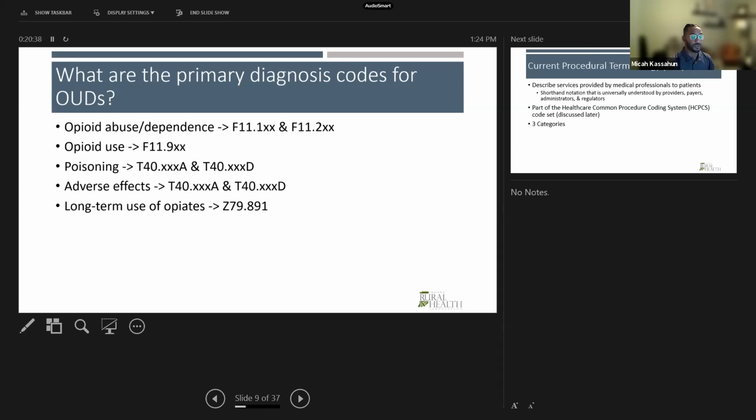And then long-term use of opioids. This one is a little bit of an outlier in and of itself, which is Z79.891. I'm not exactly sure of the time frame for how long one has to be using opiates to be diagnosed with this very specific code. But I just wanted to include this because, again, this is a chronic issue, so I deemed that appropriate. But again, I'm not exactly sure about the exact time it needs to be for you to get that diagnosis.